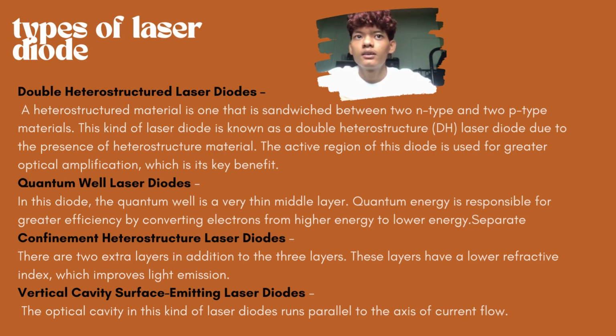Second is the quantum well laser diode. In this diode, the quantum well is a very thin middle layer. Quantum energy is responsible for greater efficiency by converting electrons from higher energy to lower energy. Third is the confinement heterostructure laser diode. There are 2 extra layers in addition to the 3 layers. These layers have a lower refractive index, which improves light emission.